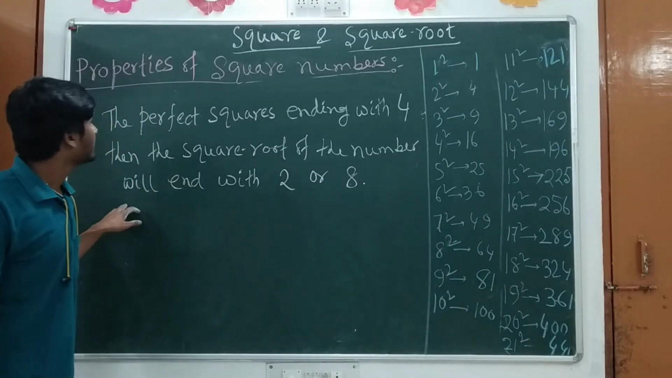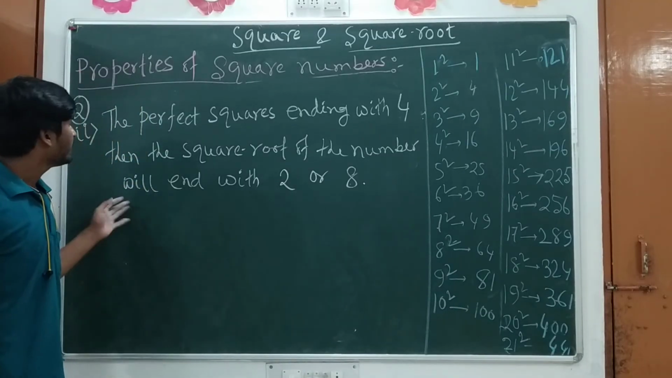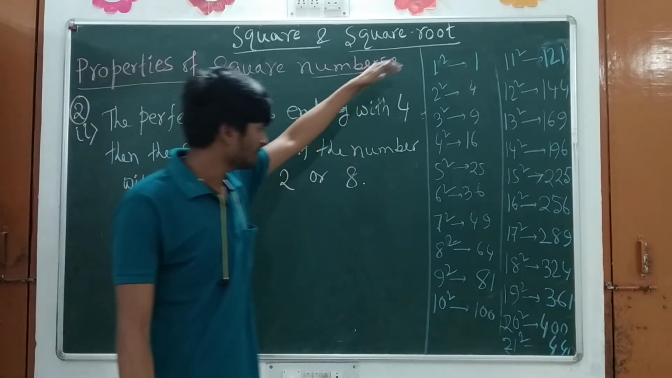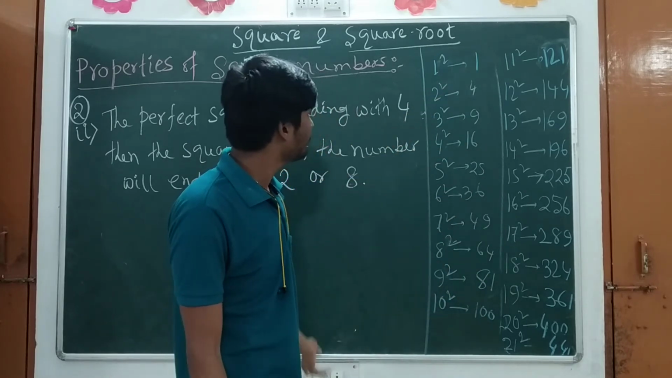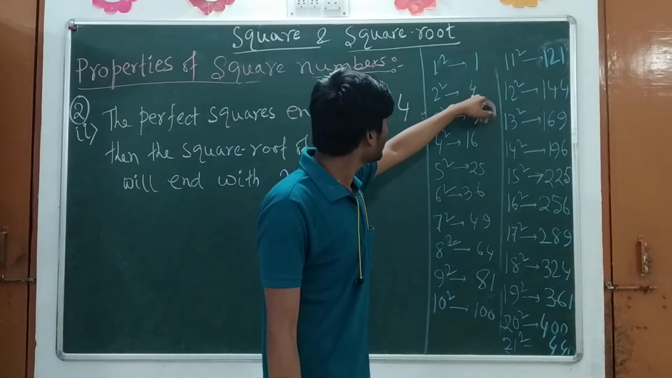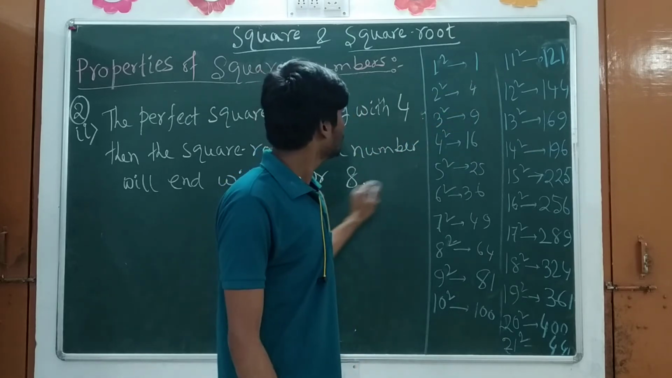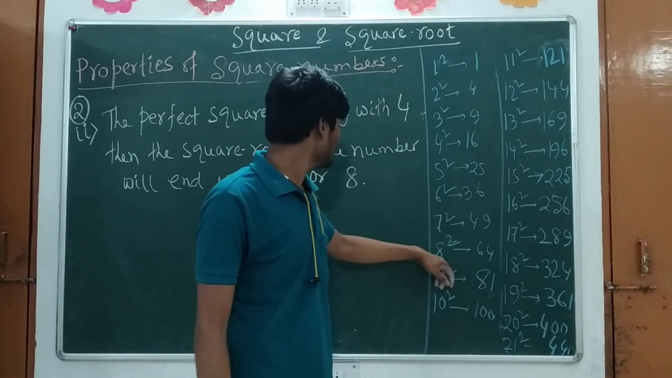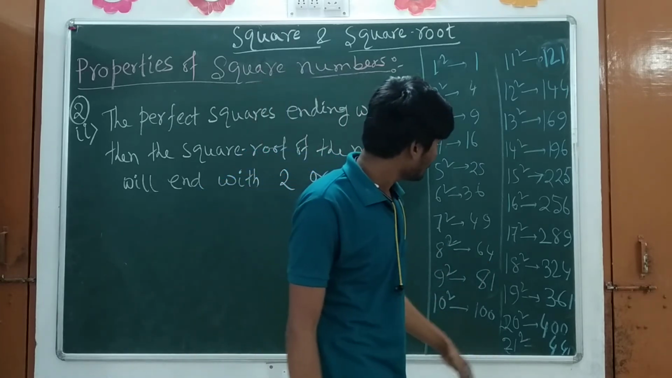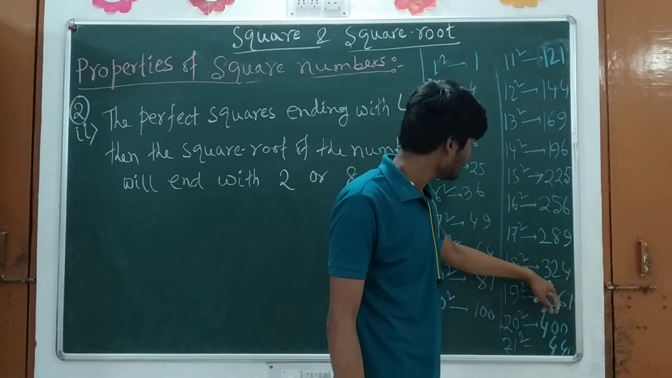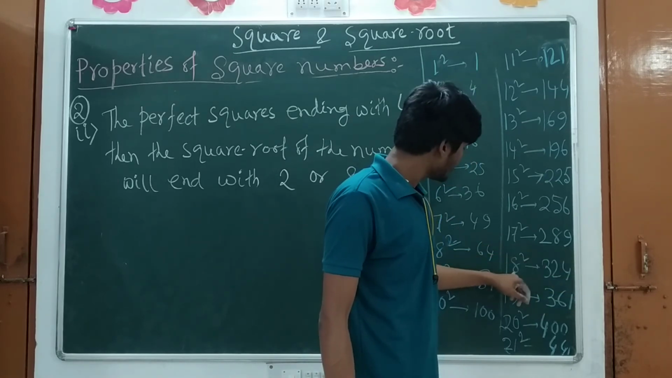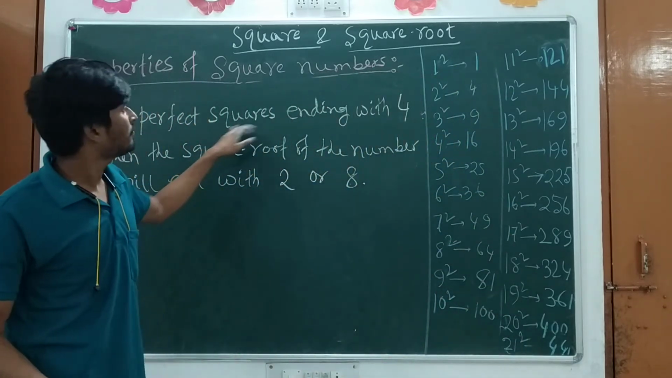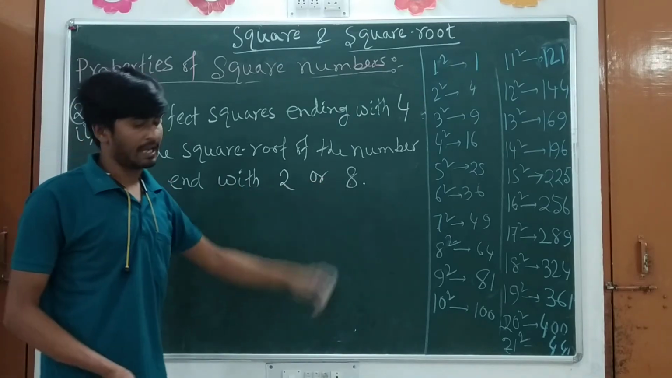The next property: if the perfect square ends with 4, then the square root of this perfect square will end with either 2 or 8. You can observe the pattern in the square tables and easily find it. The perfect square 4 is the square of 2, ends with 2. 64 ends with 4, its root is 8, ends with 8. Then 18 square, 324, ends with 4, and the square root 18 ends with 8. So after observing this, it is true. Ending with 4, the square root will end with either 2 or 8.